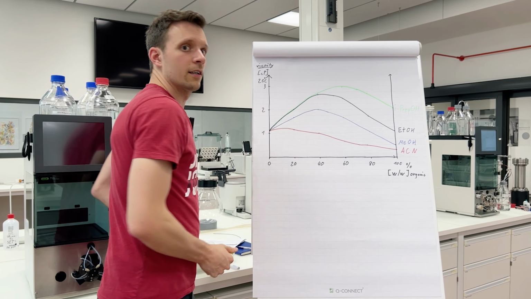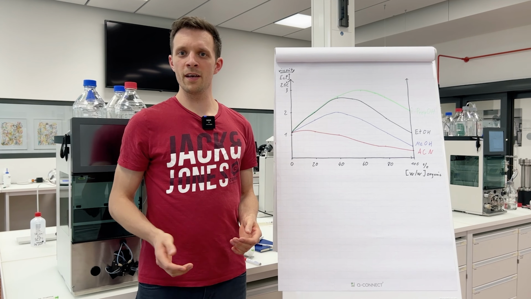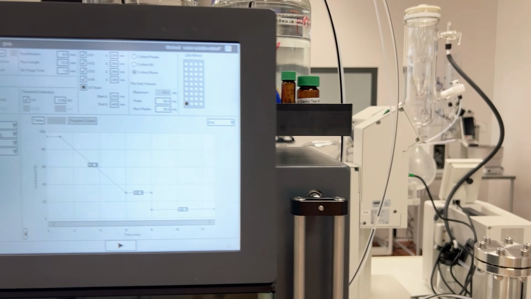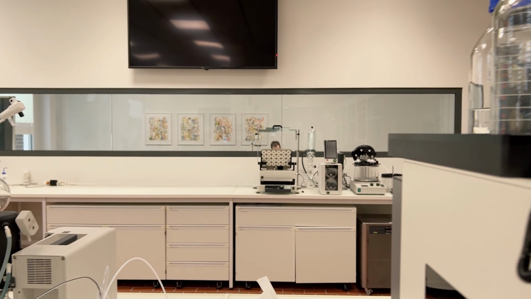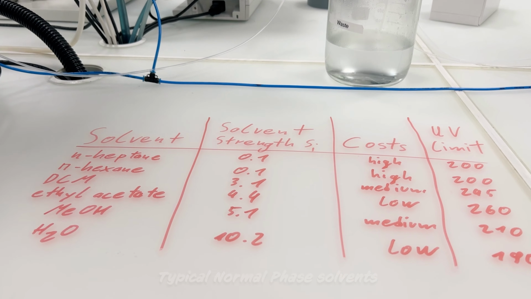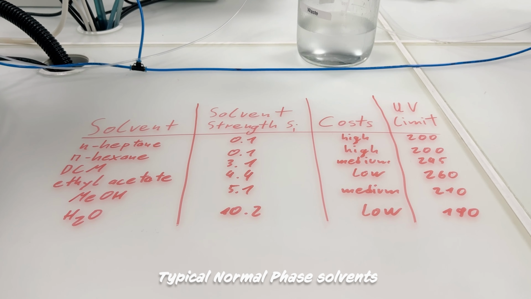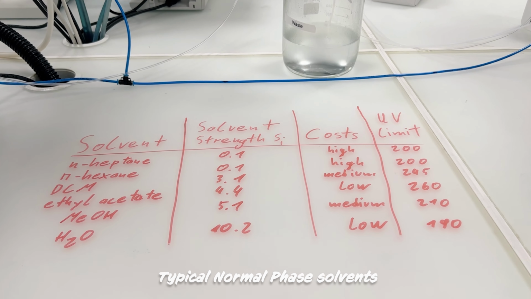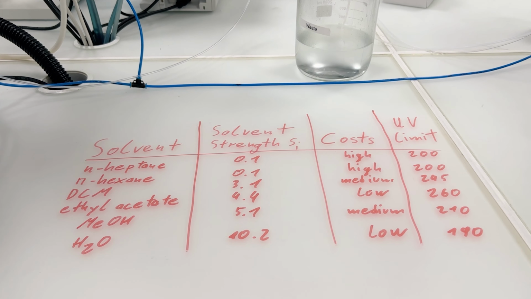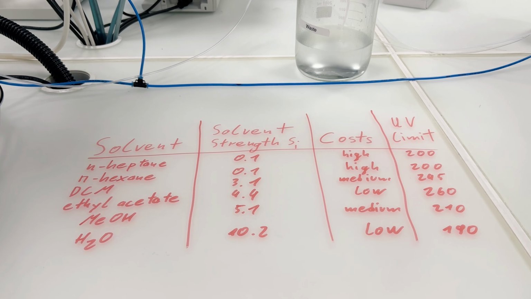So let's switch to the normal phase and discuss some commonly used solvents. Commonly used solvents for normal phase are N-heptane, N-hexane, dichloromethane, ethyl acetate, and methanol. Water is included here in the table as it is the solvent with the highest solvent strength in normal phase chromatography. But we will start with N-heptane.